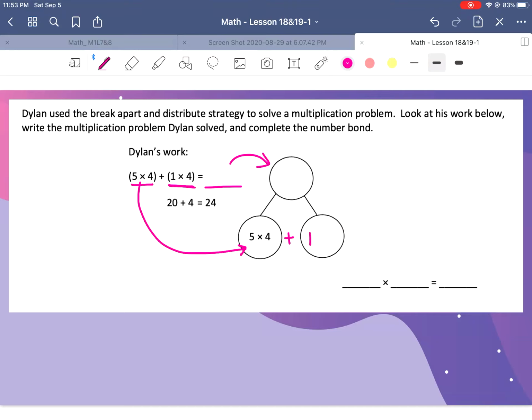And I'm just going to copy this second equation. And we know that this top bubble is the sum of these 2 bubbles. So that means 6 times 4. Because we keep this operation the same. And when we're adding the numbers, we just think about the number in front. So when I complete the question, it's going to be 6 times 4, which is 24.